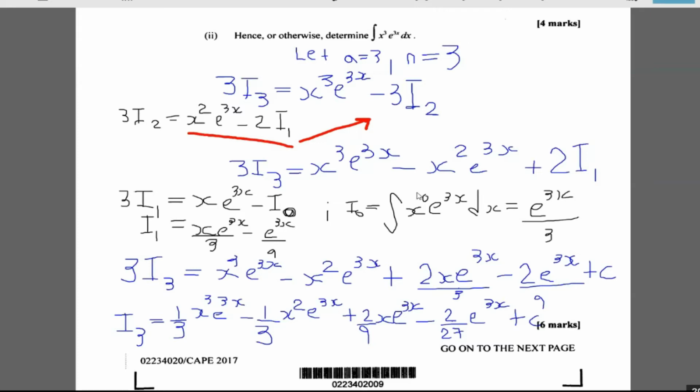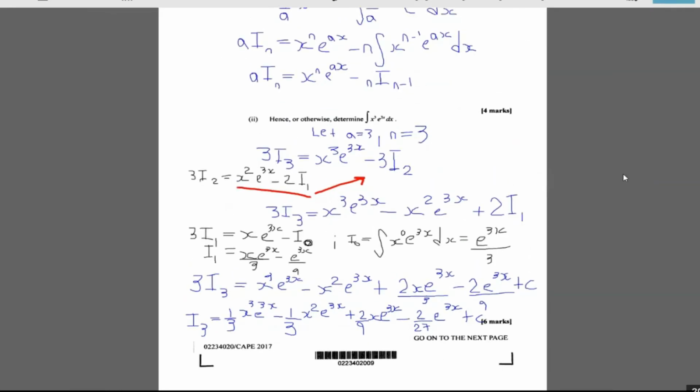And so this takes care of the first part of 2017. Integration is so nice and easy. Say it with me. Integration is so nice and easy.